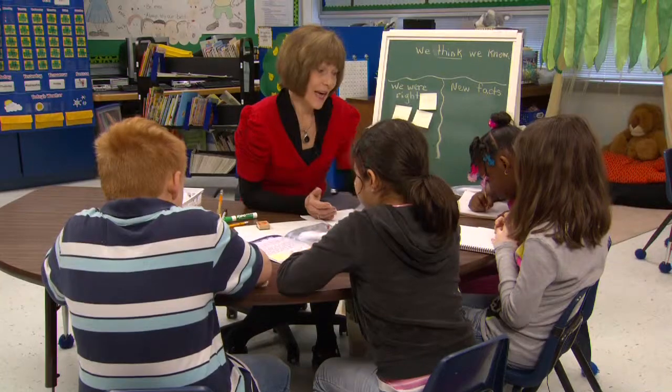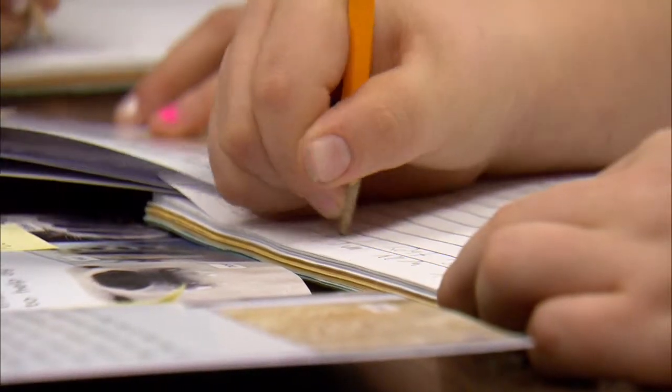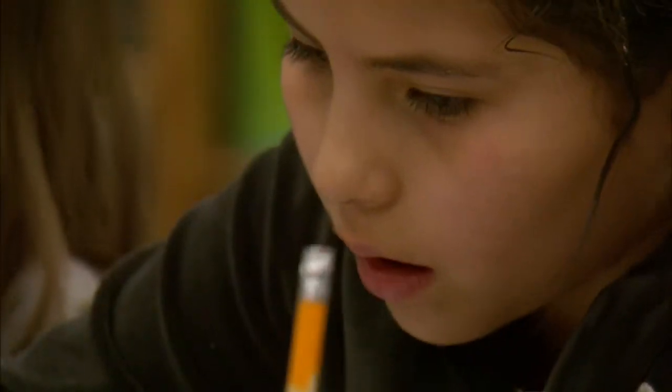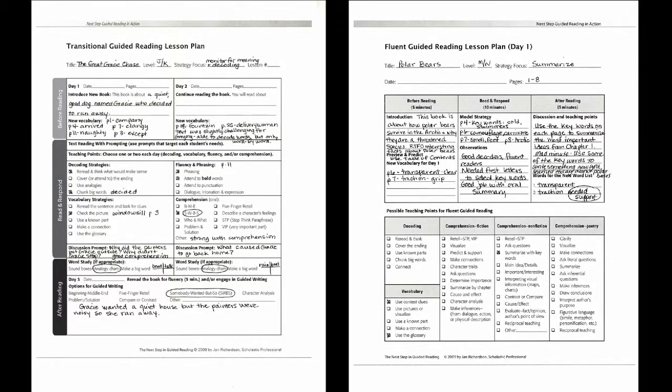Fluent readers should always write short responses as they read. But when they finish reading the text, you may also want to do a guided writing lesson to extend their comprehension and help improve their writing skills. The observations you noted over the 2 or 3 day lesson will be used to determine what to teach in your next guided reading lesson.